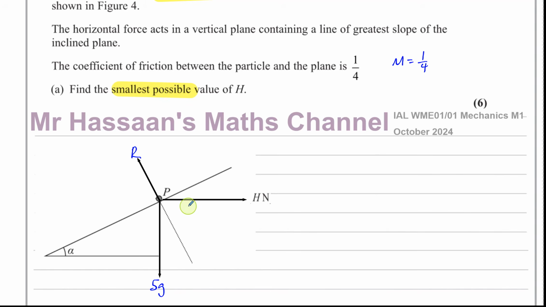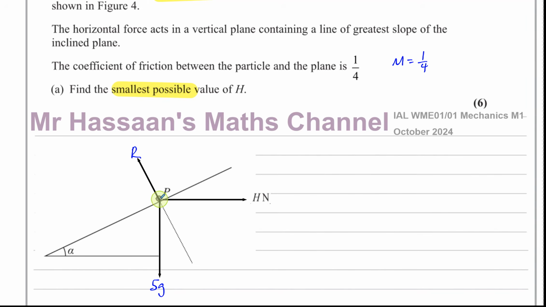So this H is just about preventing it from sliding. It's like it's about to slide down the plane, and H is preventing it. The biggest possible value of H would be such that it's about to slide up the plane. It's just about to slide up the plane, but it's still in equilibrium. That would be the biggest possible value of H. But the smallest possible value of H is the smallest value that you can have, and this thing is still in equilibrium.